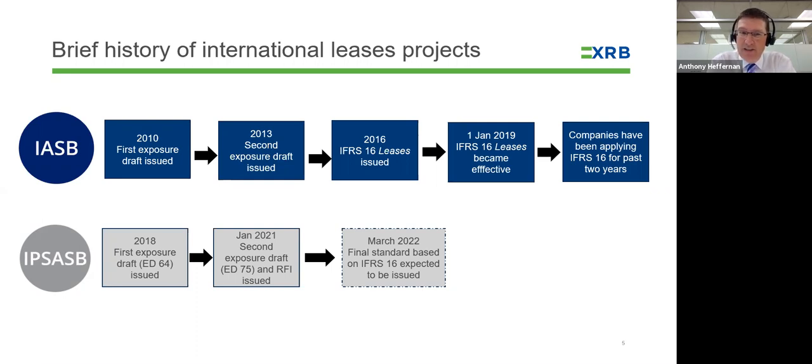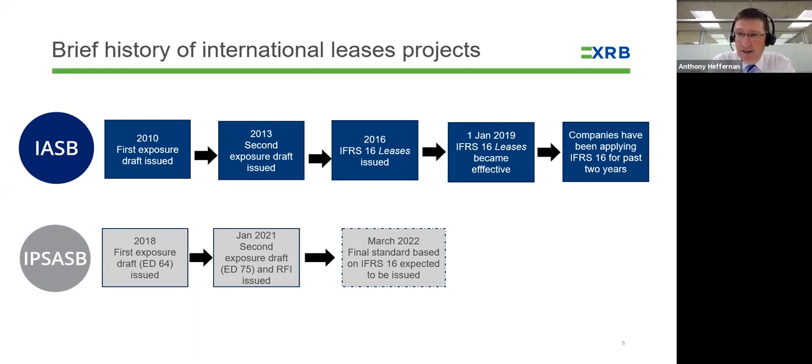So the IPSASB have issued their first exposure draft. They issued a first exposure draft in 2018 around introducing proposals that were at least based on IFRS 16, bringing in a new model for lease accounting. And Ross will be talking about the feedback they received on that a little bit later. But as a result, they've issued a second exposure draft in January 2021, just recently issued, and an RFI. And the RFI, Jamie will talk about, it's around those concessionary leases where the IPSASB has recognised that they need more information to develop accounting requirements around concessionary leases.